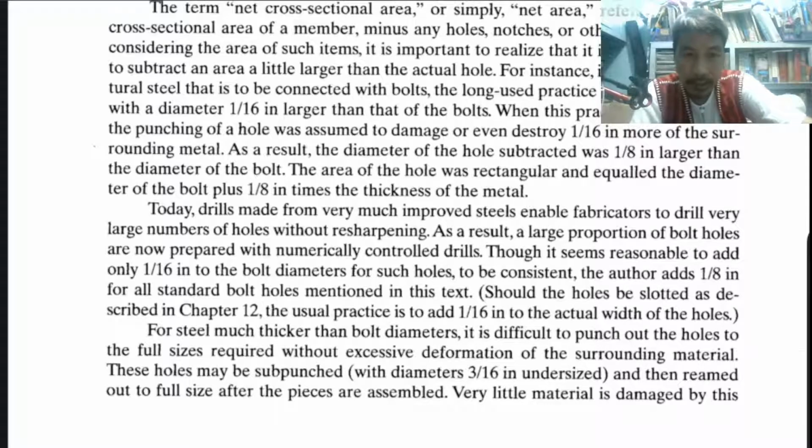For steel much thicker than bolt diameter, it is difficult to punch out the holes to the full sizes required without excessive deformation of the surrounding material. These holes may be sub-punched with diameters 3/16 inch undersized, and then reamed out to full size after the pieces are assembled. Very little material is removed. So it is undersized by 3/16, for bigger holes.